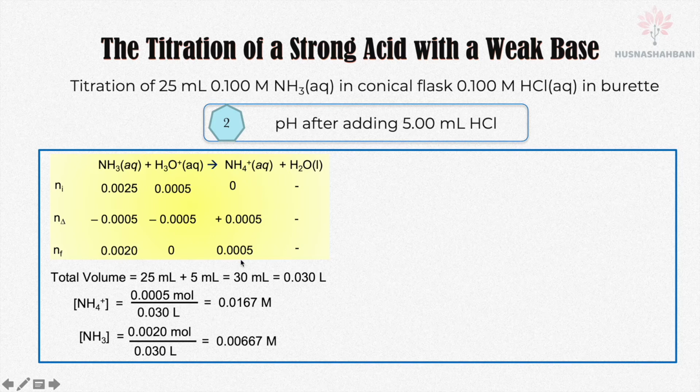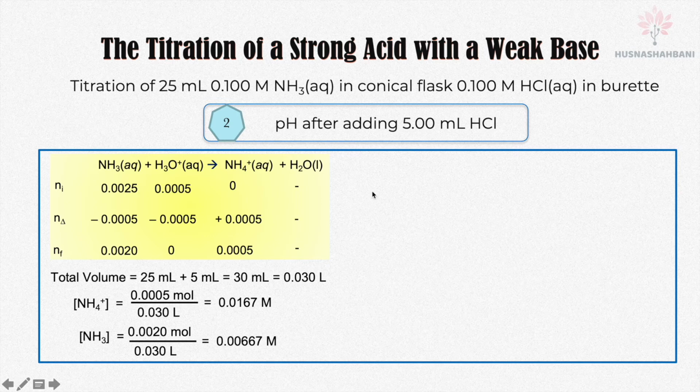When we have the number of mole, we can calculate the concentration or the molarity of the weak base and the conjugate acid. So here the molarity is 0.0167 molar of the conjugate acid, and the weak base 0.00667 molar. When we have the concentration of these two, because these two are what's left in the conical flask, we can calculate the pH, because this is the buffer solution, the weak base and its salt. So this is buffer solution.